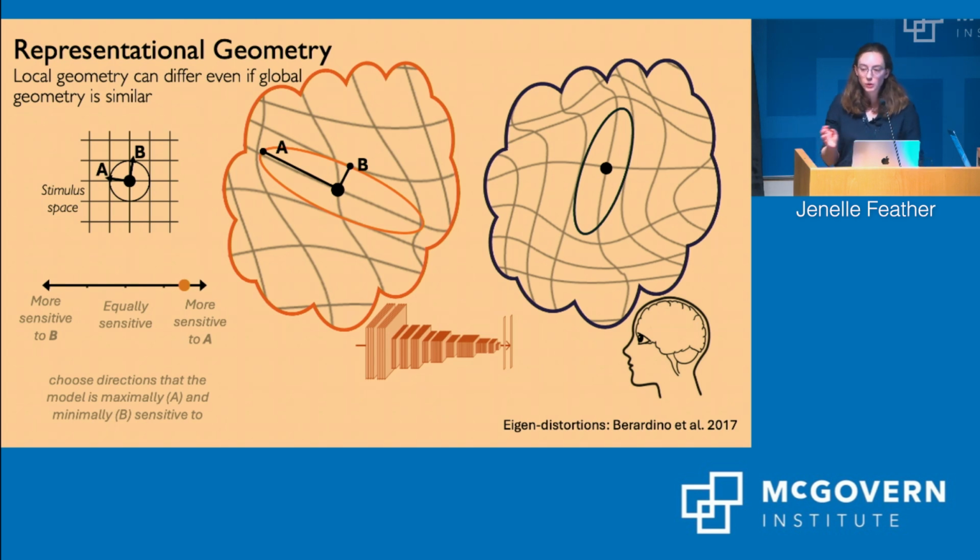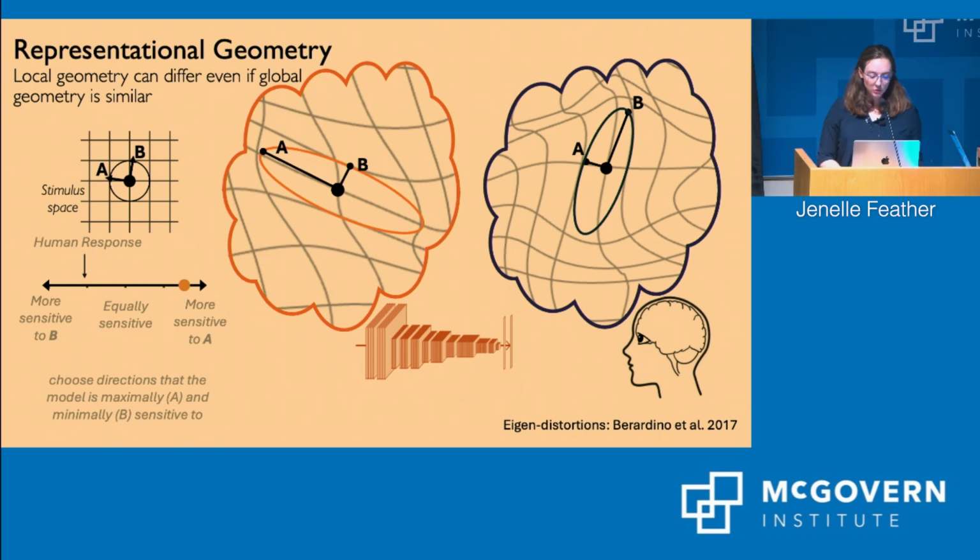And so what you could do is find these directions in the model. So for instance, this model is very sensitive to perturbation A and not that sensitive to perturbation B. But then you basically present these same stimuli to humans and see how sensitive they are. And so for this example, we actually see that the human sensitivity is flipped for these two distortions.